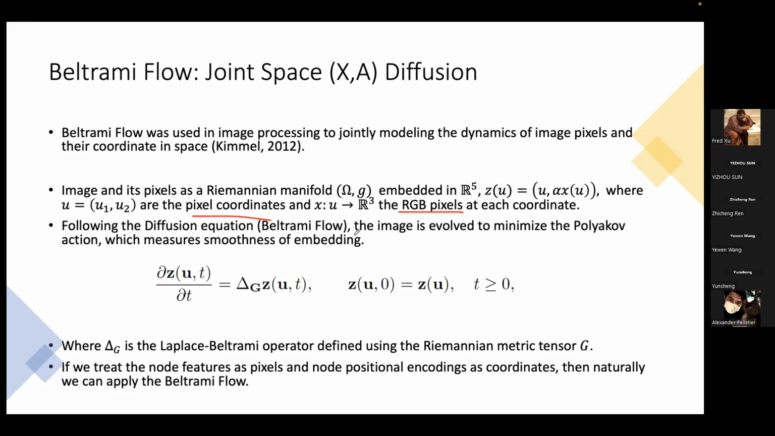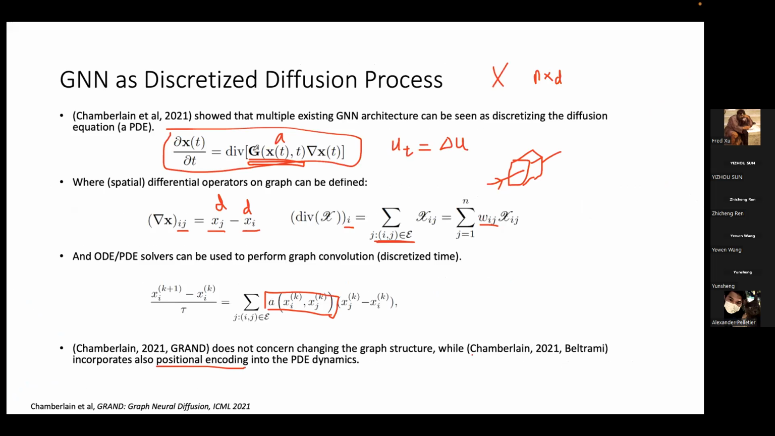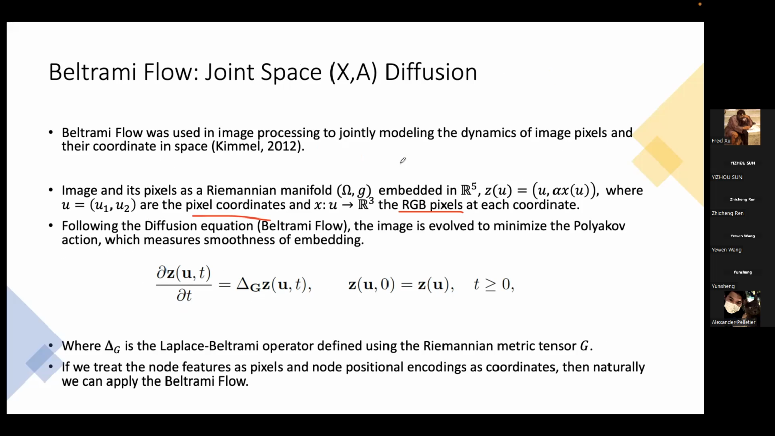Then they apply the diffusion to this joint space, which, as we can see, has an easy way to represent the equation: we have the time derivative, and there's a Laplacian on the right hand side. When you use the language of manifolds, instead of the Laplacian, you talk about the Laplace-Beltrami operator.